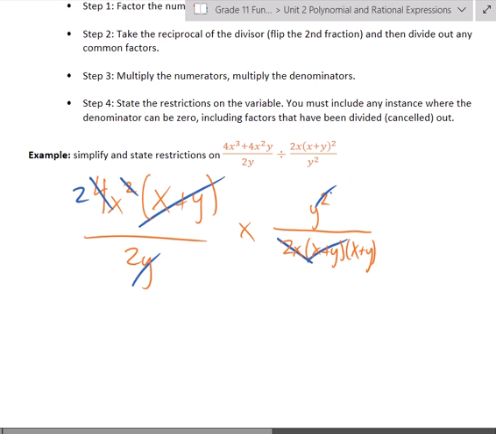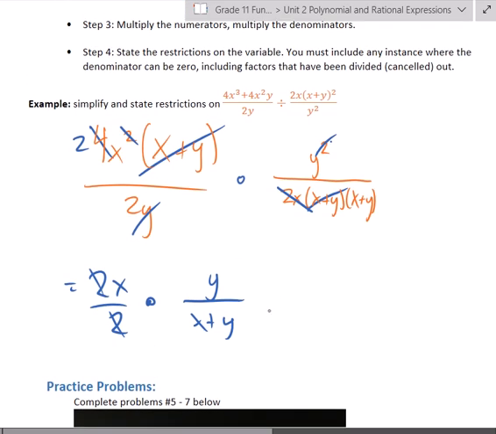So that now leaves us, we now have 2x over 2 here, multiplying, let's use the multiplication symbol instead of the x sign. So multiplying, we have now a y, and we are over x plus y. So this step I can also cancel out these two 2's as well, and then that's going to give us x times y, so that's xy over x plus y here.